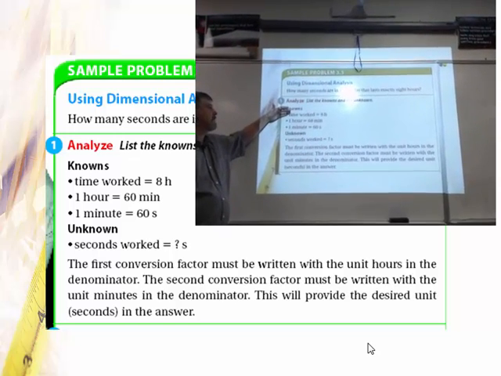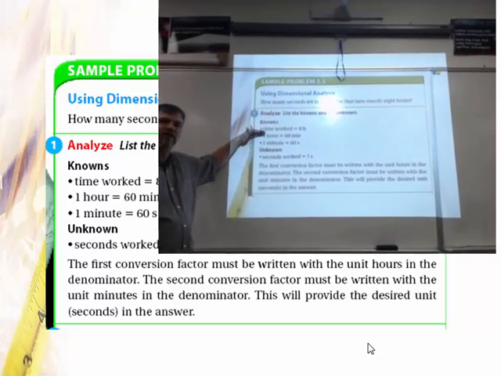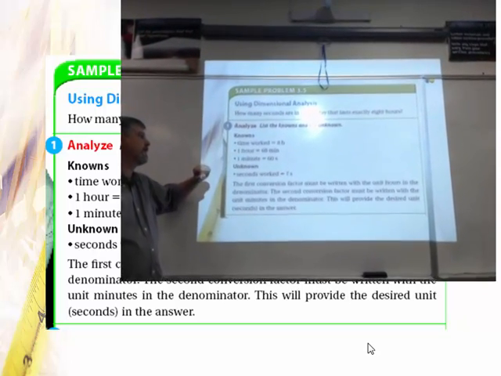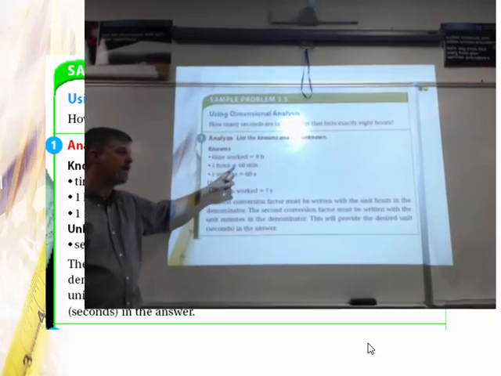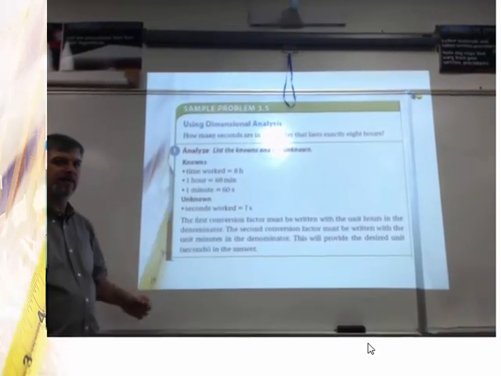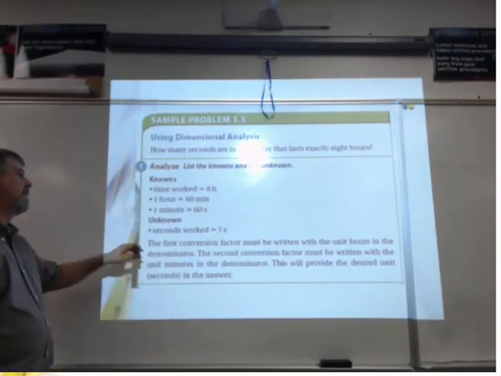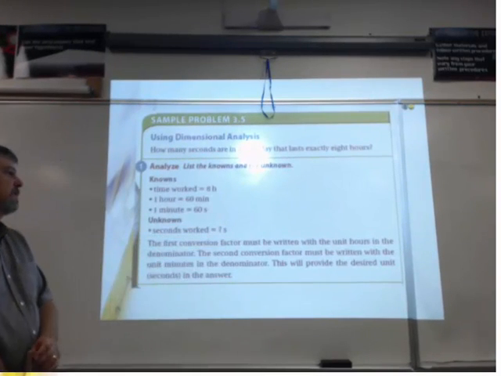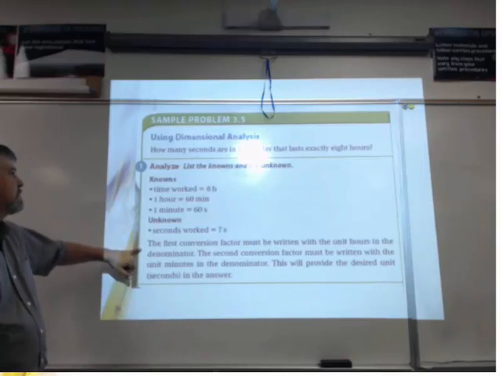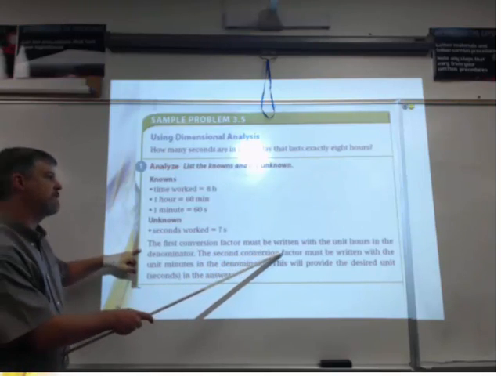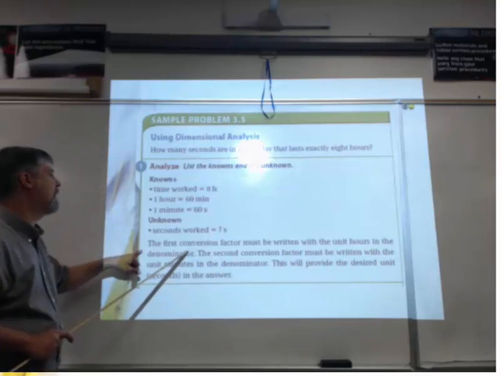The time you worked was 8 hours, and then there are some equivalencies that are going to turn into conversion factors. 1 hour is the same thing as 60 minutes, but that's a different unit. And 1 minute is the same thing as 60 seconds, but that's a different unit. And they want to know how many seconds were worked. So the first conversion factor that we must write has to be written with the unit hours in the denominator.